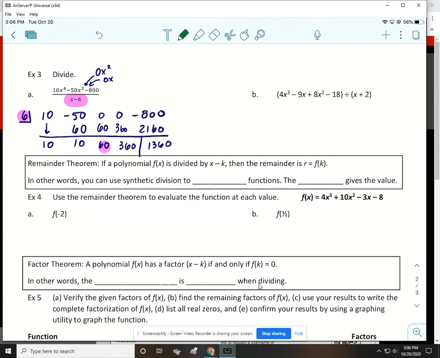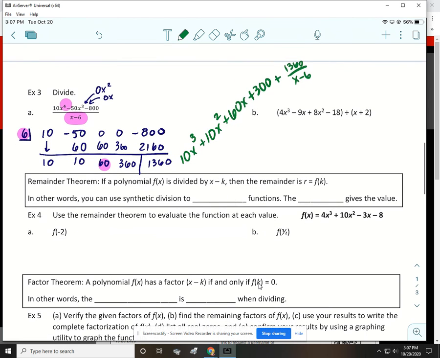All right, and then the very first exponent is 1 less than the exponent of the dividend. So that was 10x to the 4th. This is going to be, for the answer, 10x to the 3rd. And then you go down by 1, 10x squared, 60x, 360. And then plus you put your remainder over your divisor. Right, that should be the answer.